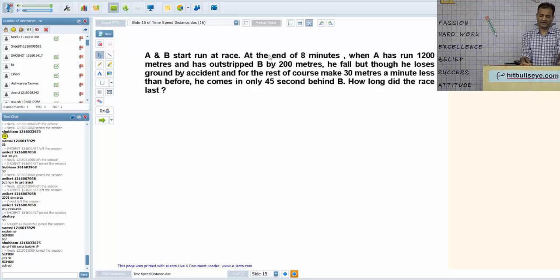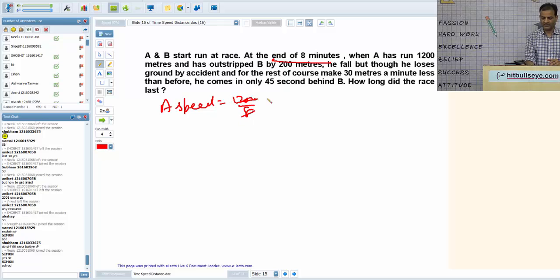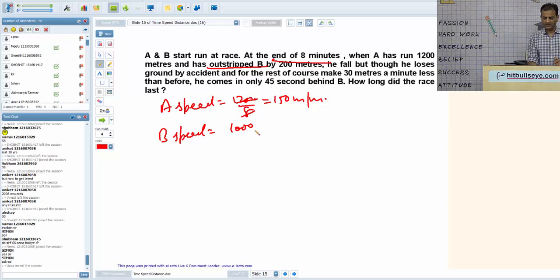A and B start to run a race. At the end of 8 minutes, when they have run for 8 minutes, A has run 1200 meters. That means for A's speed, distance is given as 1200, time is given as 8. What is A's speed, friends? A's speed will be 1200 divided by 8. It will be 150 meters per minute. In 8 minutes A has run 1200 and has outstripped, that is beaten, B by 200 meters. That means B's speed will be 1000 divided by 8.